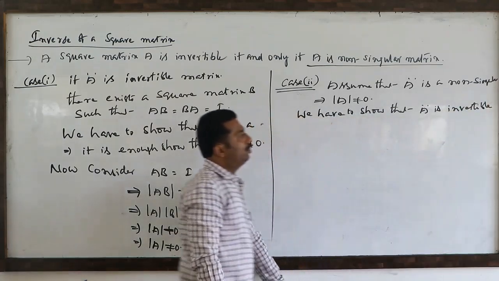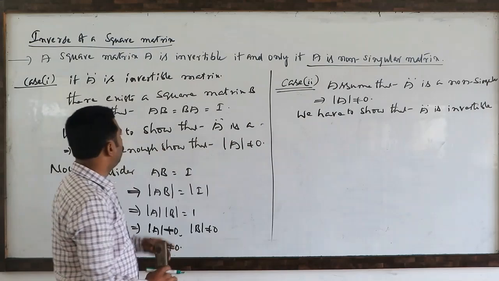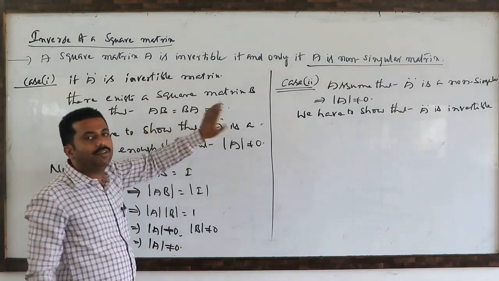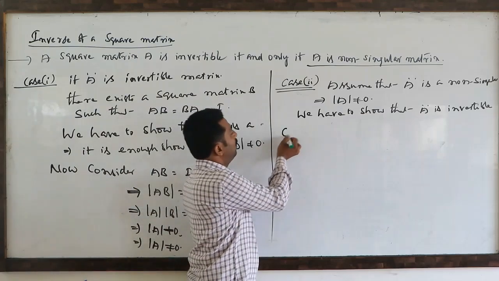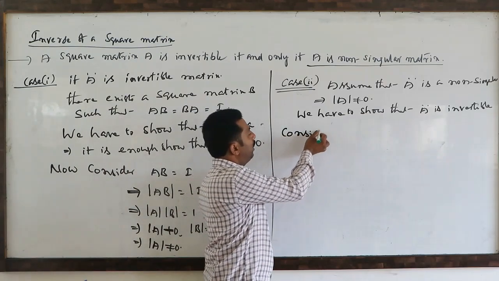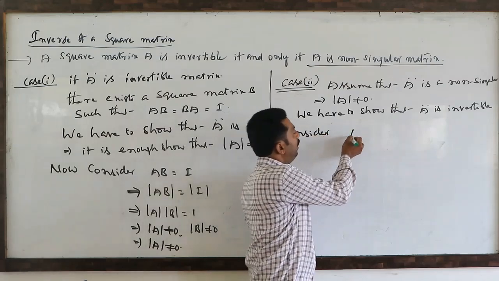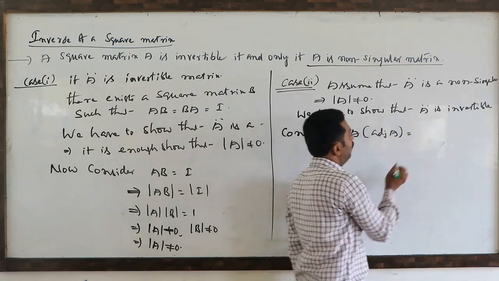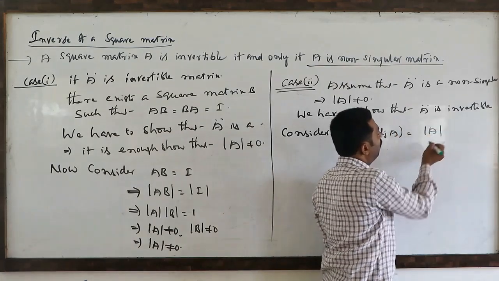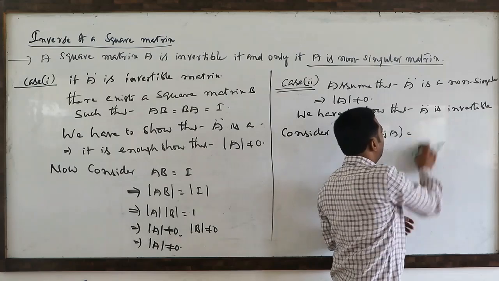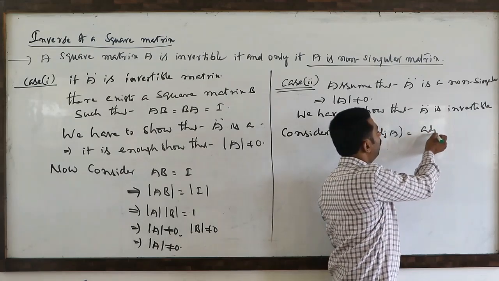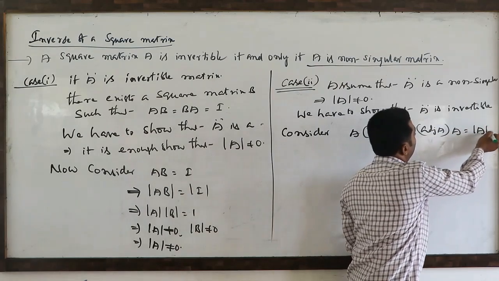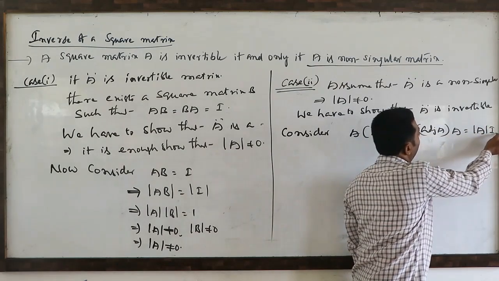How to show A is invertible? It is enough to show that A into one matrix, another matrix into A equal to identity matrix. For that purpose, we are considering A into adjoint of A equal to determinant of A into I, or adjoint of A into A equal to determinant of A into I n.